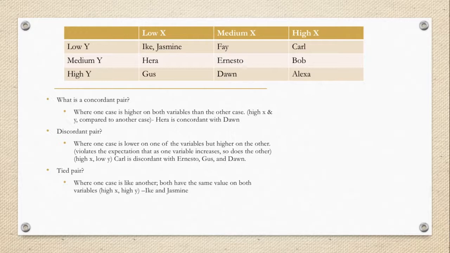Okay. Finally, tied pairs is where one case is like another. They may both have the same value on both variables, high x and high y, for instance, or low x and low y. In this case, low x and low y, the perfect example is Ike and Jasmine, who coincidentally happen to be in the same cell.